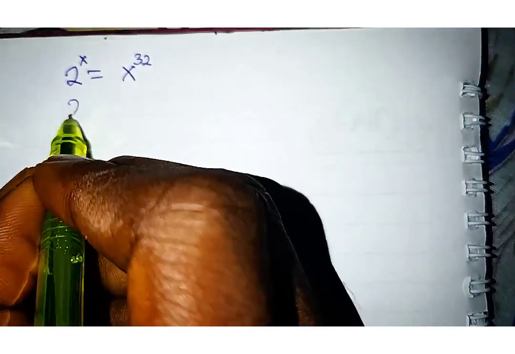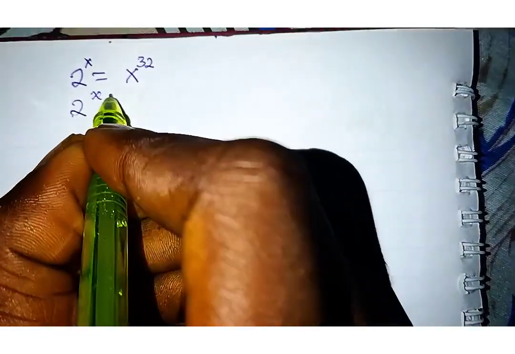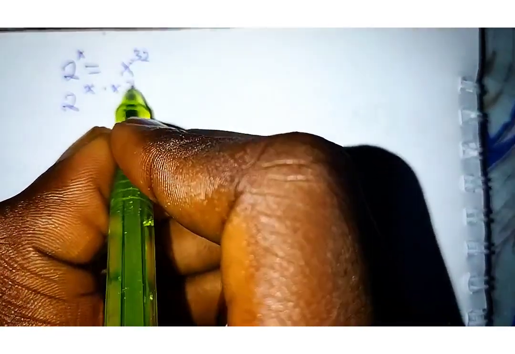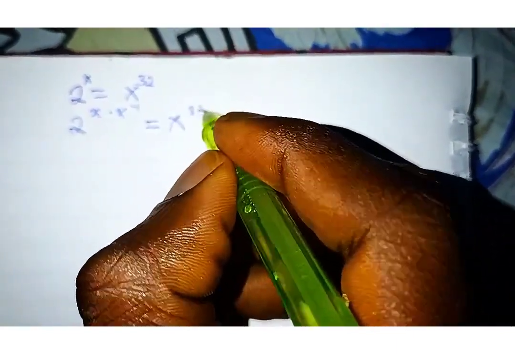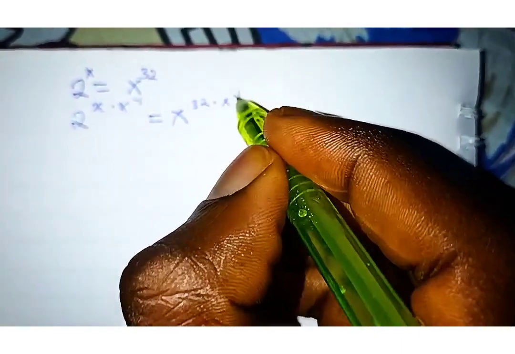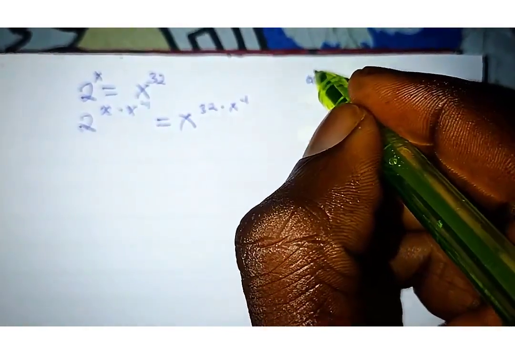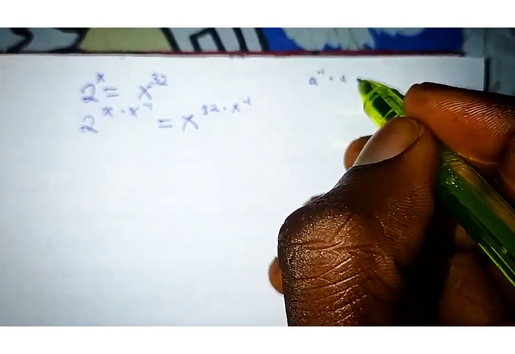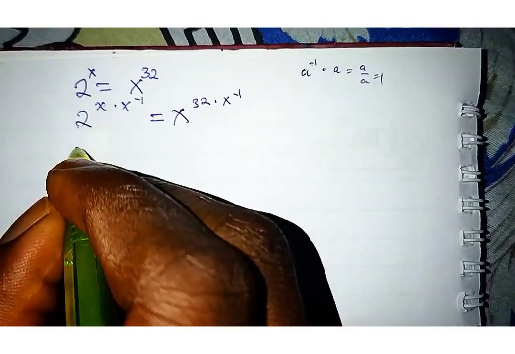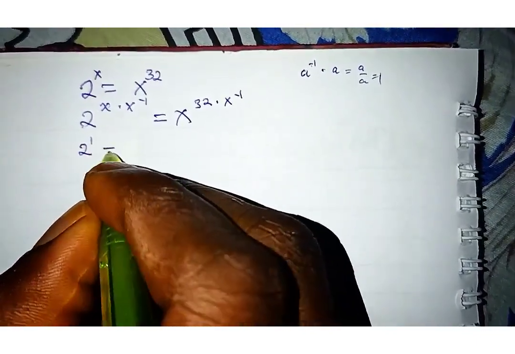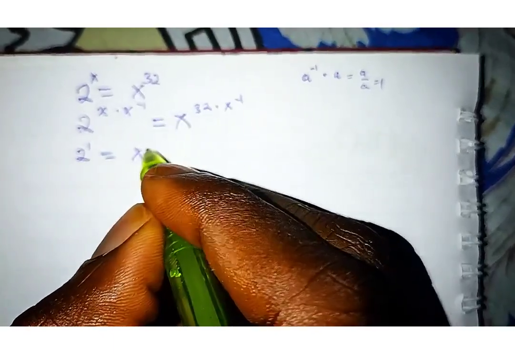So this is going to be what? 2 to the x power multiplied by what? X inverse. Now this is the same thing as x to the 32nd power multiplied by what? X inverse. Of course, you know that if you have a inverse multiplied by a, this is the same thing as a all over a, and that's going to give you 1. So we'll have here 2 raised to power 1 is equal to what? X raised to power 32.